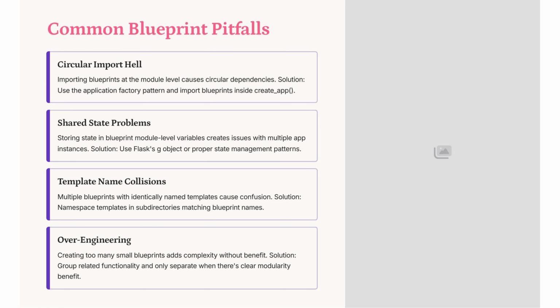Circular imports occur when blueprints are imported at the module level. Avoid this by using the application factory pattern and importing blueprints inside create_app. Shared state issues arise from module-level variables. Use Flask's g object instead. Template name collisions can be resolved by namespacing templates in subdirectories. Avoid over-engineering by grouping related functionalities.